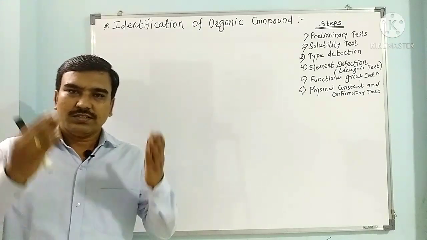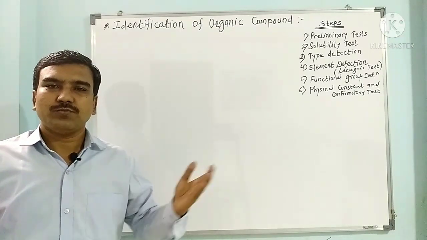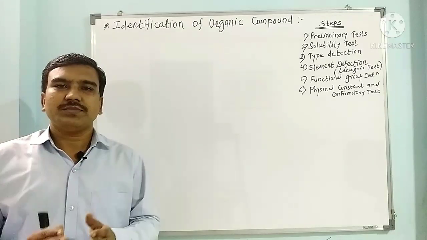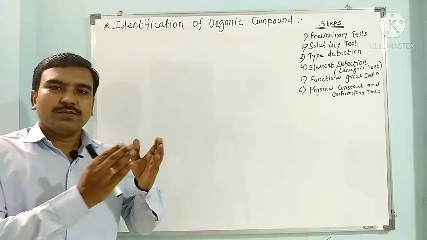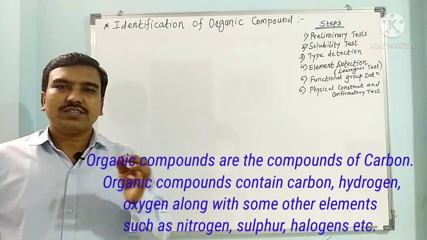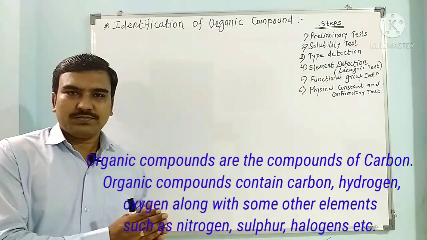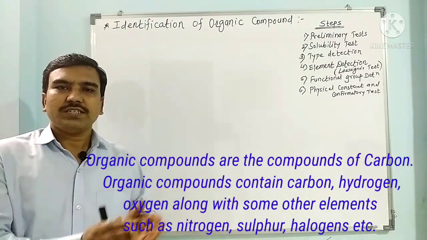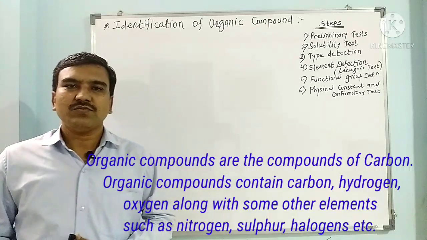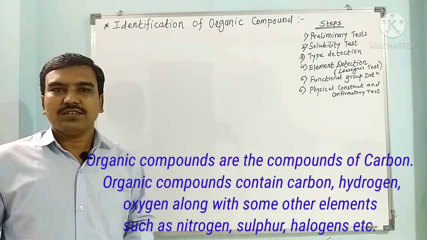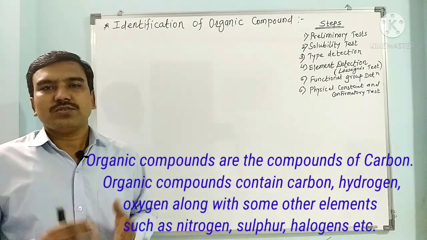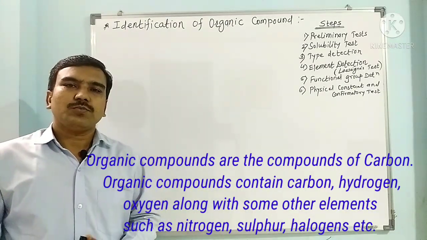We have seen the different types of organic compounds in IUPAC nomenclature of organic compounds. Now what is organic chemistry? It is the chemistry of compounds of carbon and its derivatives. So organic compounds are the compounds of carbon. Along with carbon, they may contain hydrogen and oxygen. If only carbon and hydrogen are there, we call them hydrocarbons. But along with hydrogen, compounds may contain oxygen. So these are the various types of organic compounds.